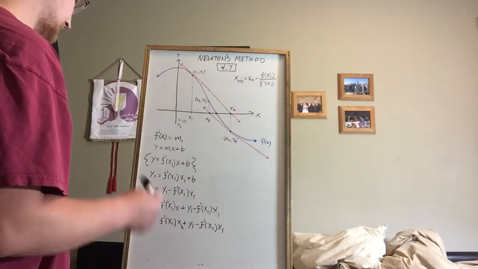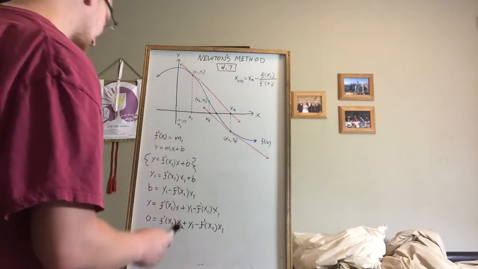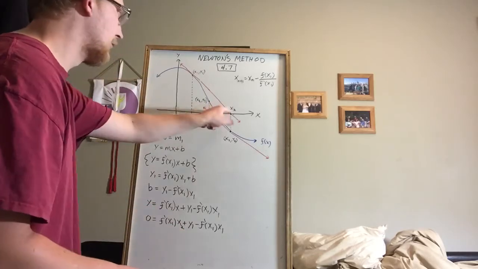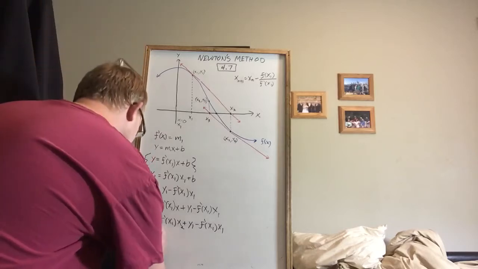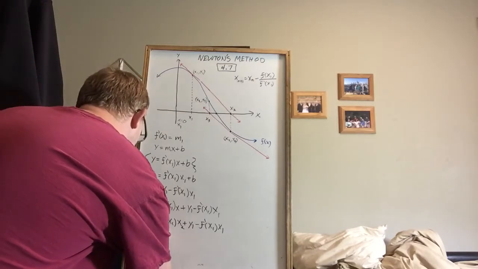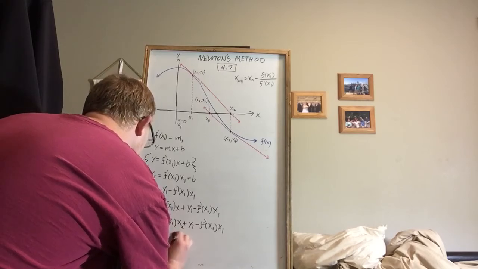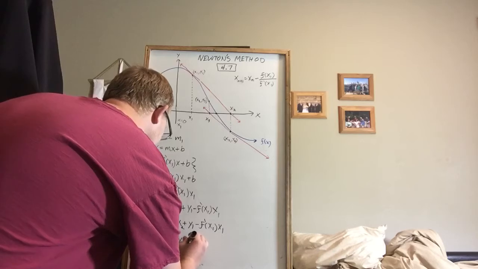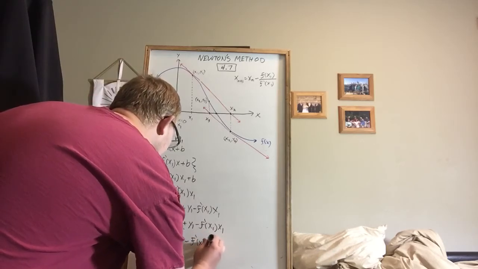And so now let's get x2 all on its own, because that's what we're looking for. We want to know where x2 is. And so we can subtract f prime of x1 times x2 onto the left side of the equation, and leave the right side of the equation as y1 minus f prime x1 times x1.